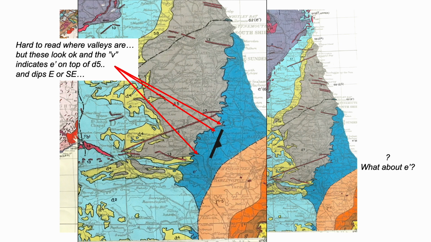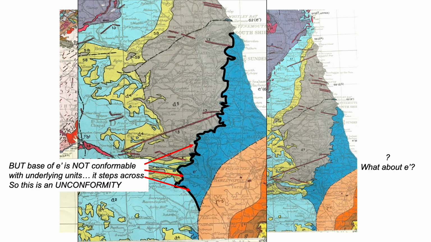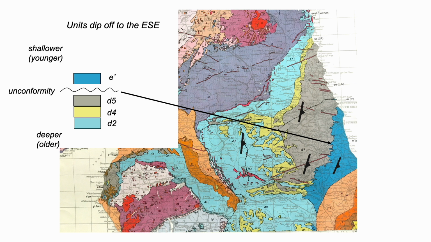This boundary is not conformable. The E prime steps across as we go from north to south, from D5, D4 down to the light blue D2. So that's not a conformable boundary, it's an unconformity. Let's put this information onto our stratigraphic column here. So E prime sits unconformably above D5, D4, D2. But all the units continue to dip off to the east-southeast.